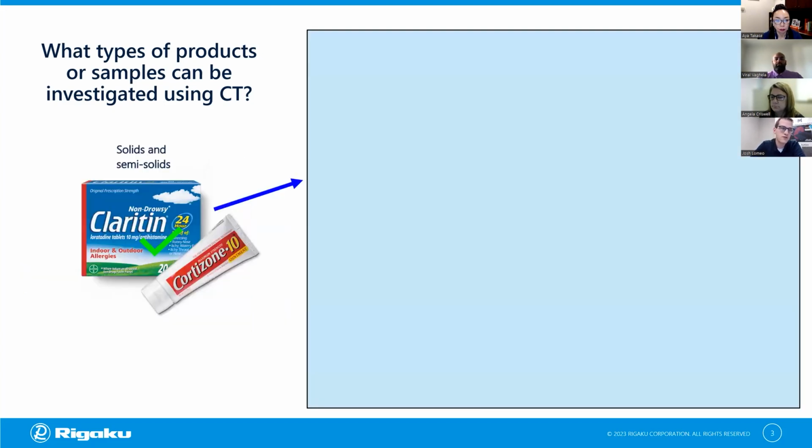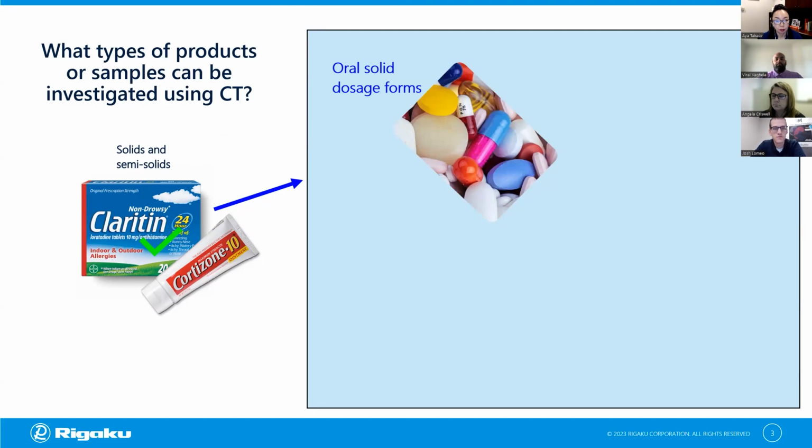Now, to look more closely at the types of solids and semi-solids that we can analyze, as I mentioned, one primary area is the oral solid dosage forms. This can be any type of capsule, tablet, mini tablet, as well as all of the intermediates that the drug developers are using to manufacture these. Things like spray dried particles, granules, hot melt extrudates, these are all things that we can investigate with CT.